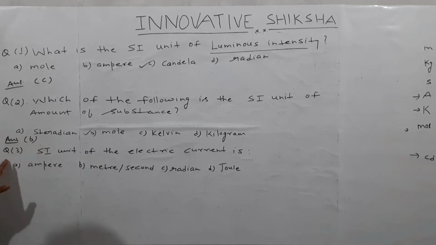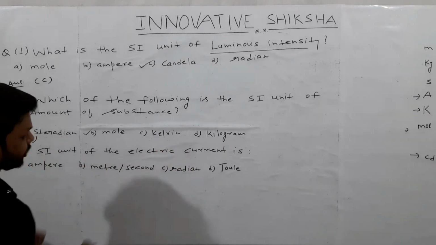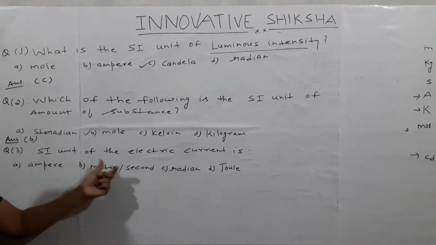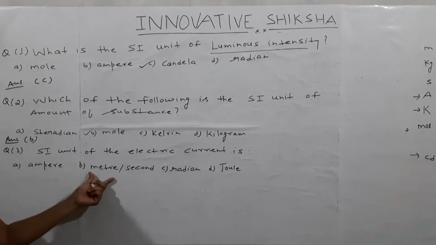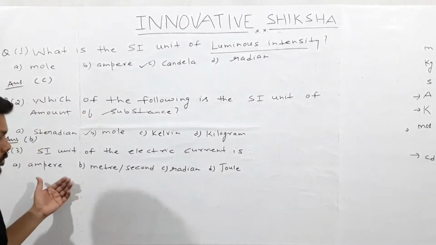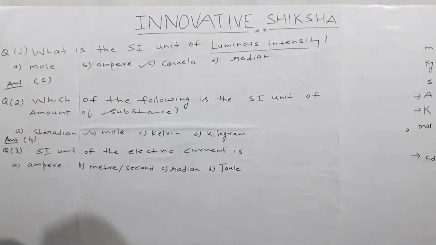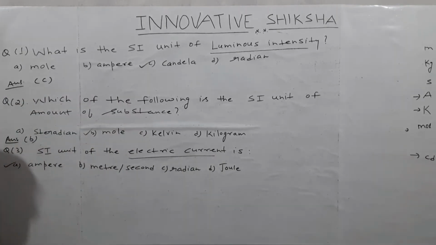So let us come to the last question. What is the SI unit of electric current? You have to choose out of these four options. The first option is ampere, next is meter per second, the next is radian, and the last option is joule. So out of these four options, you have to choose the correct one. The correct answer for electric current is ampere. So the SI unit of electric current is ampere, and option A is the correct answer for question number 3.